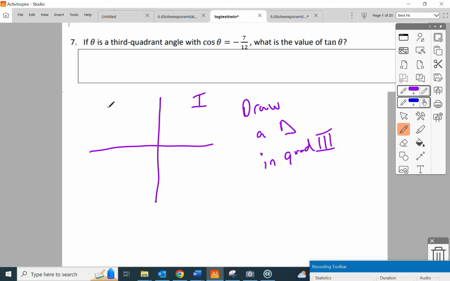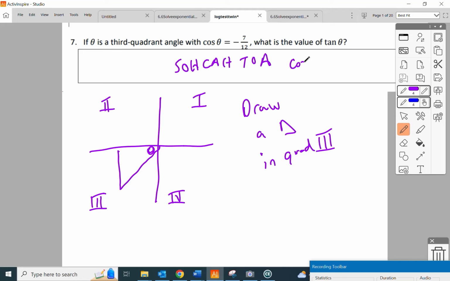Anyways, the deal is we draw a triangle in quadrant 3. Quadrants, by the way, go 1, 2, 3, followed by 4. Now, the way you draw is important. The angle always is at the origin. From SOHCAHTOA, I know that cosine is adjacent over hypotenuse. There's a negative symbol here. The hypotenuse is always positive.